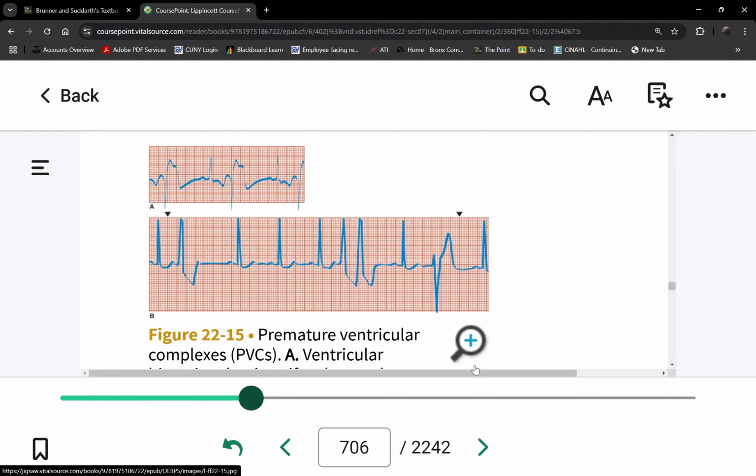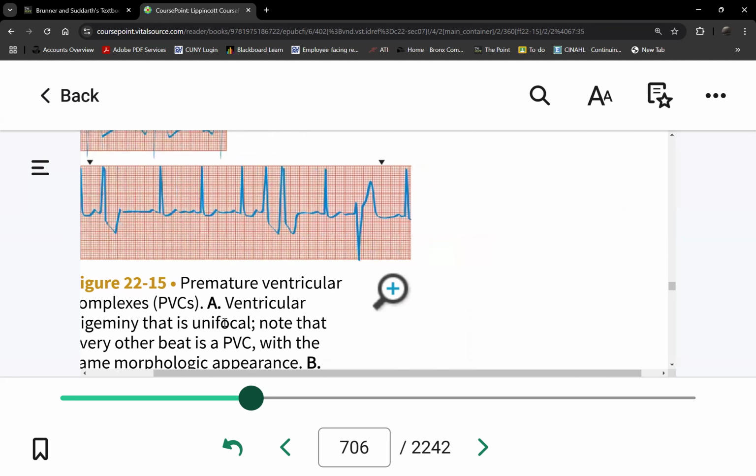It can also be every other beat. If there's a PVC every other beat, meaning normal, PVC, that's bigeminy. So it's every other beat. If it's after every third beat, normal, normal, PVC, that's trigeminy, every third beat. If it's every fourth beat, guess what it's called? Quadrigeminy. You understand? So they can have different patterns.